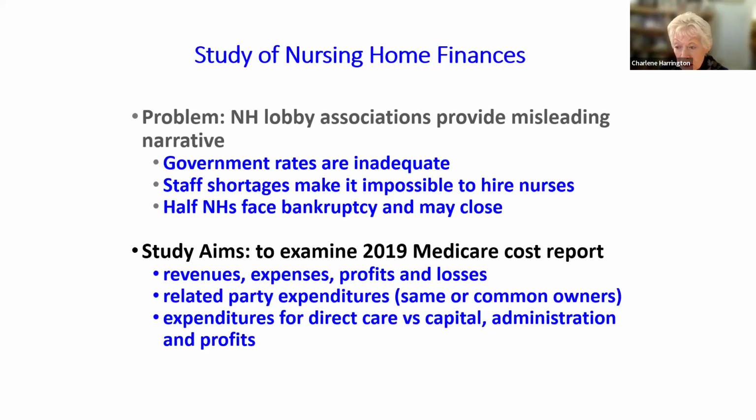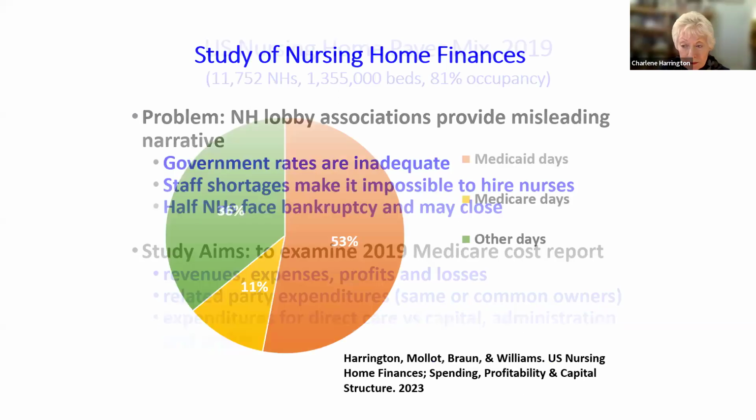We wanted to look at three things: their revenues, expenses, and profits and losses; the related party expenditures that Sam has been talking about; and the expenditures for direct care versus other expenditures, including profits. Next slide.